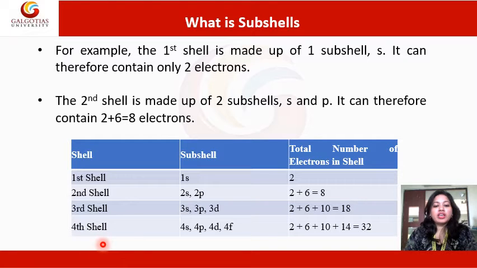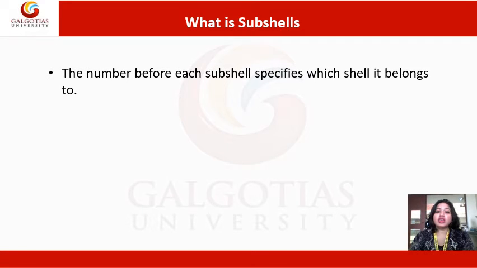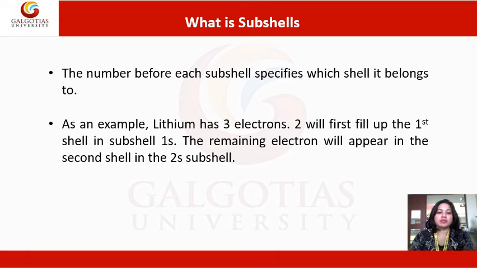And the fourth shell has four subshells, that is 4s, 4p, 4d and 4f, having a total of 32 electrons in this shell and so on. The number before each subshell specifies which shell it belongs to. For example, lithium has 3 electrons. 2 will first fill up the first shell, that is the 1s subshell. The remaining electron will appear in the second shell in the 2s subshell.